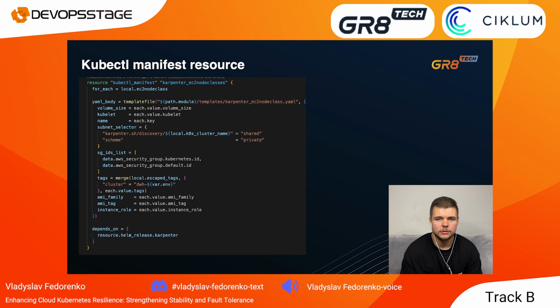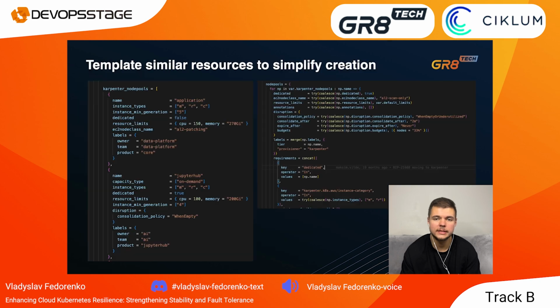To create similar resources with a loop, we use the kubectl manifest Terraform resource that goes through our locals, coalesces them with default ones, and replaces them with specific ones needed for some node pools. In this case, we avoid a lot of boilerplate code because all these resources, node pools as well as node classes, are 90% the same. You can see the examples on my slides.